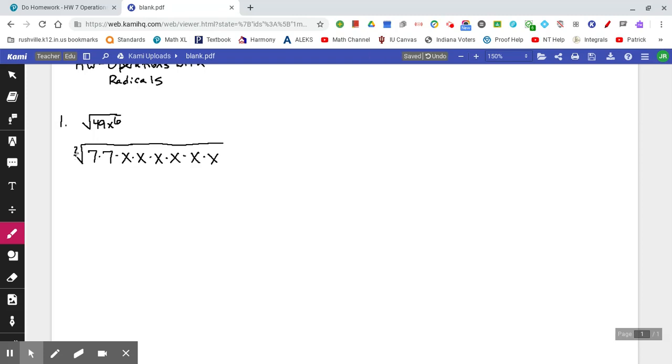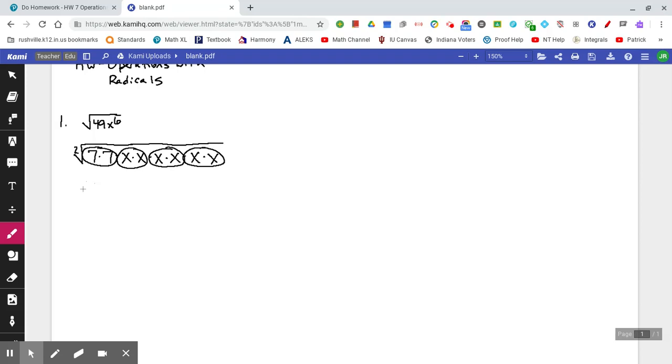So that means it's looking for a factor. For example, 7's a factor. It's looking for 2 of them. And if you have 2 of them, then if you take the square root of that, the square root and the squaring will cancel out and you're just left with that factor. Since my index is 2, I'm looking for groups of 2. So here I have 2 7s, here I have 2 x's, here I have another 2 x's, and here I have another group of 2 x's.